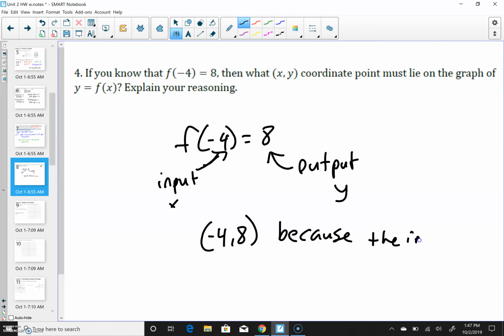Because the input was -4 and the output was 8. So whatever goes inside of our parentheses is our input, in this case representing the x, and whatever it's set equal to is going to be our output, in this case the 8.